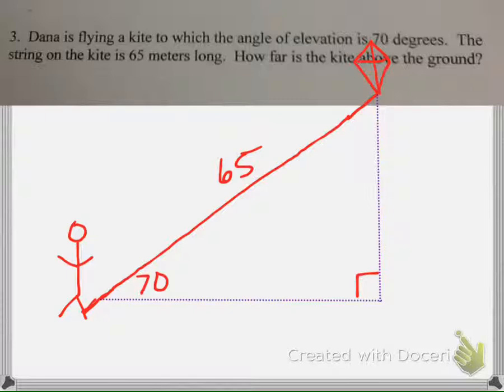The question is, how far is the kite above the ground? So we're looking for the height of the kite. When you measure the height of something, that is vertical from the object straight down to the ground. So we're looking for that.